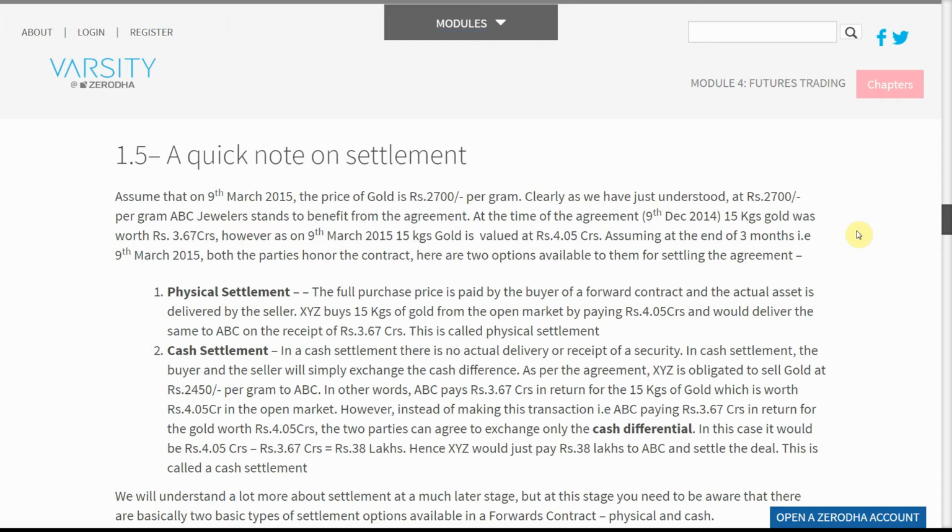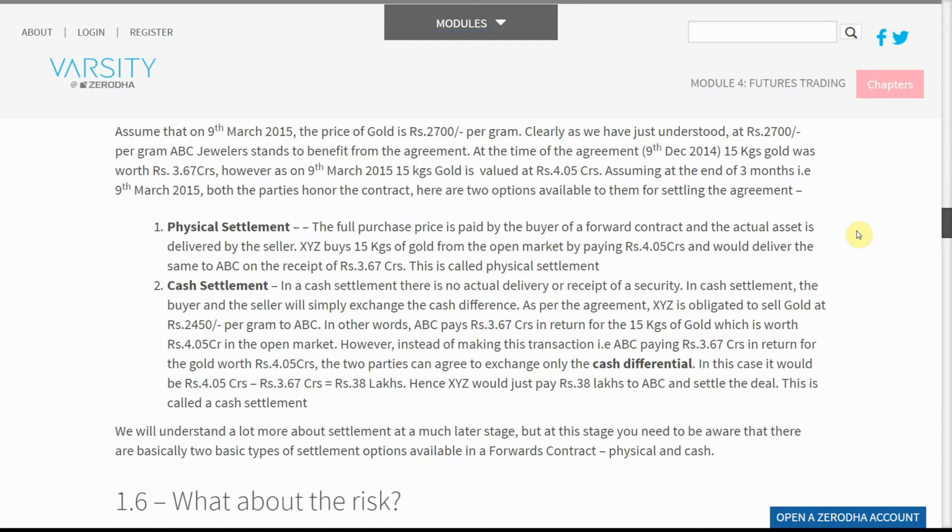Cash settlement: in a cash settlement, there is no actual delivery or receipt of a security. In cash settlement, the buyer and the seller will simply exchange the cash difference. As per the agreement, XYZ is obligated to sell gold at 2,450 rupees per gram to ABC. In other words, ABC pays 3 rupees and 67 paise crore in return for the 15 kgs of gold, which is worth 4.05 crore rupees in the open market.